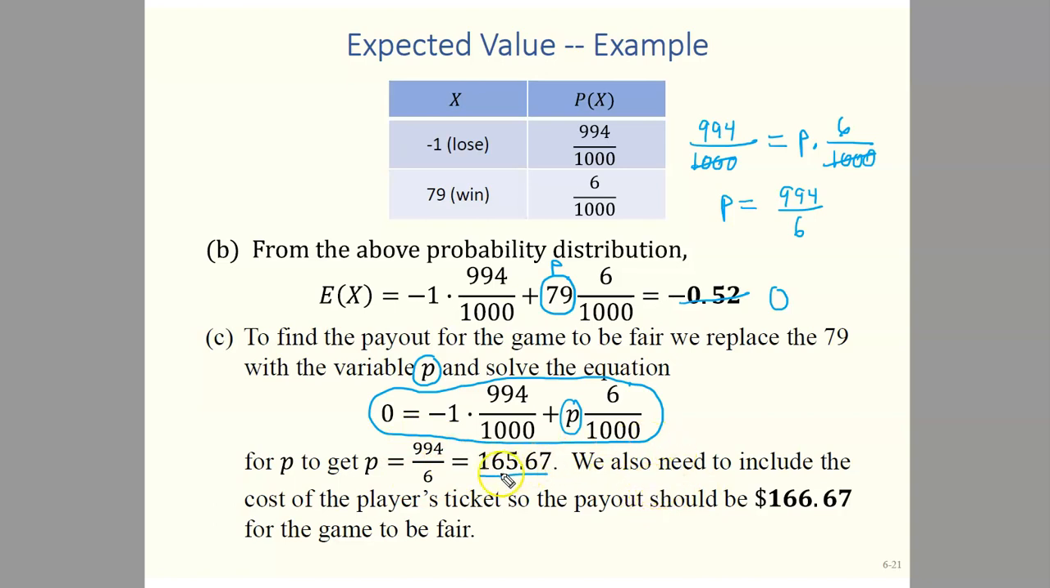$165.67. Now you should also add in the cost of the ticket that the player purchased. So you actually have to add $1 to this because the player paid $1 to get the ticket. So actually the state's payout should be $166.67 for the game to be fair. So it should be about more than double what they actually pay out.